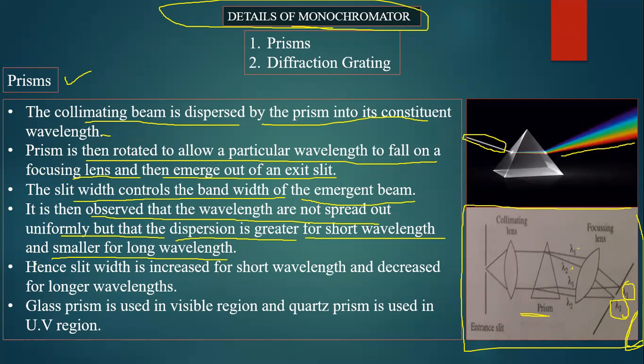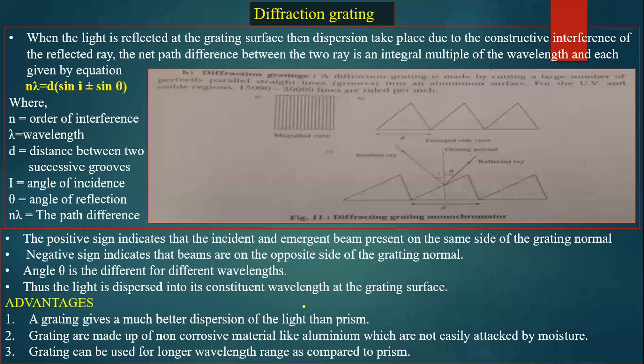Hence the slit width is increased for the shorter wavelength and decreased for the longer wavelength. With the help of adjusting the width of the slit, you can get the proper wavelength for the study purpose. This is the use of the slit. Then a glass prism is used in the visible region, as we have discussed, and a quartz prism is used in the UV region because glass absorbs UV light. That's why we prefer the quartz prism.